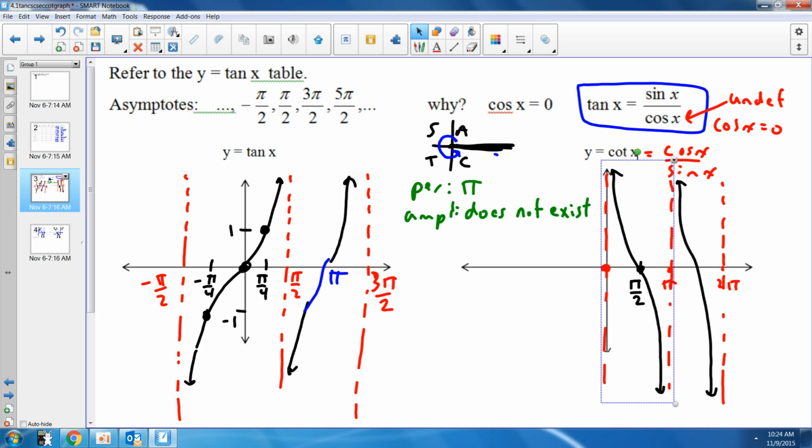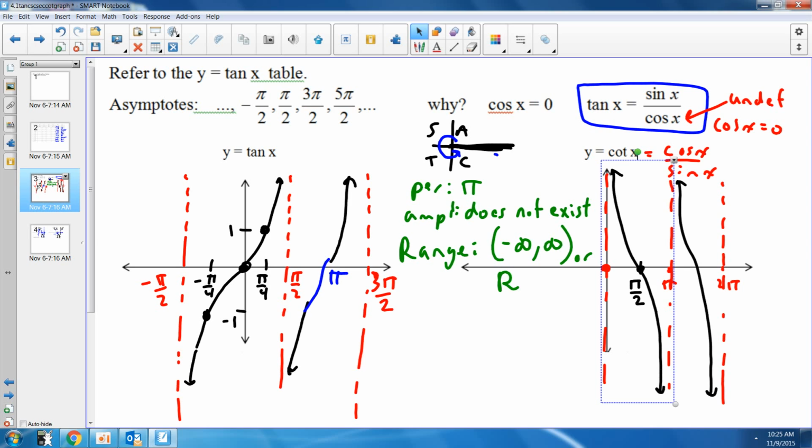Please do not put down 0, because that's a lot different. It does not exist. The range on both of them is going to be all real numbers. So you could write it like this, with parentheses on the end, or you could write it like this, all real numbers.